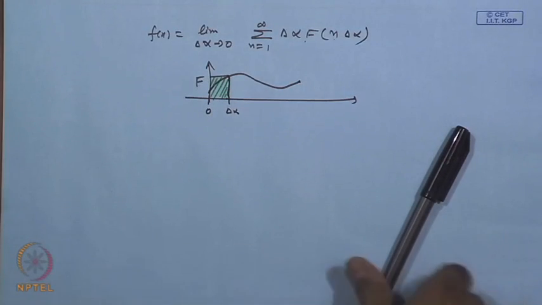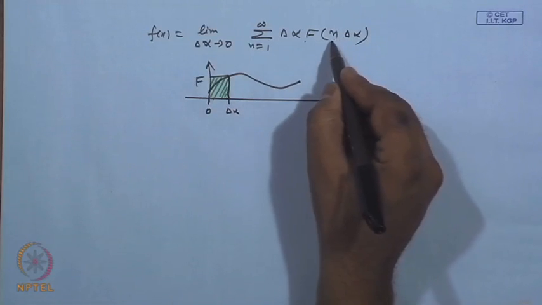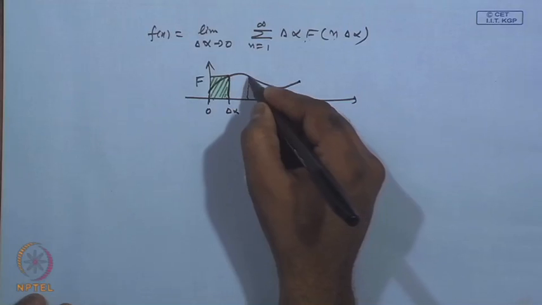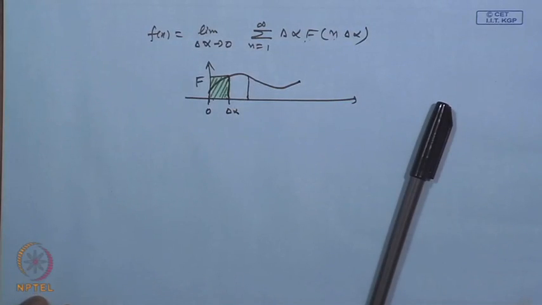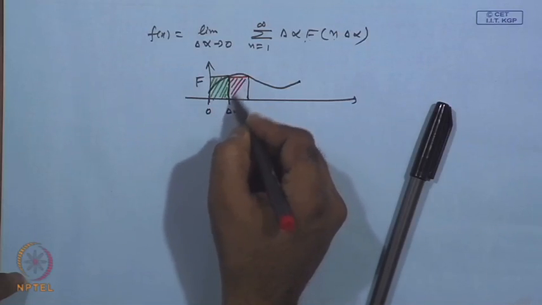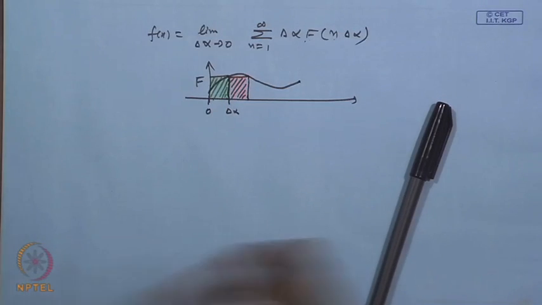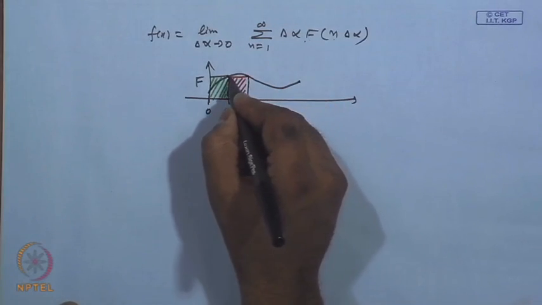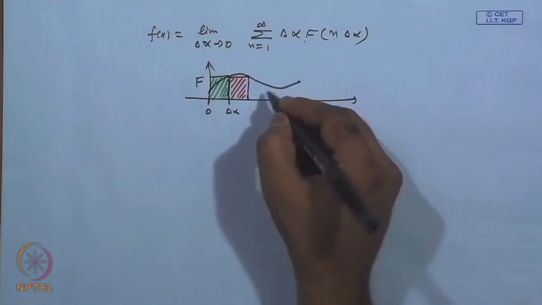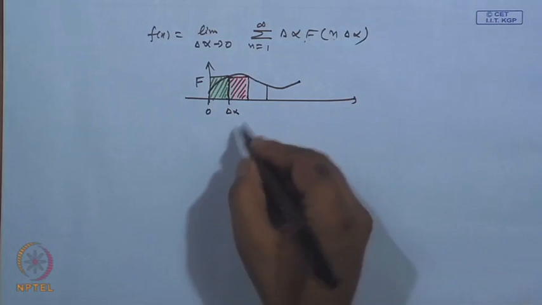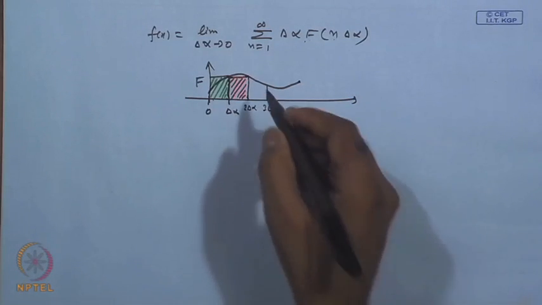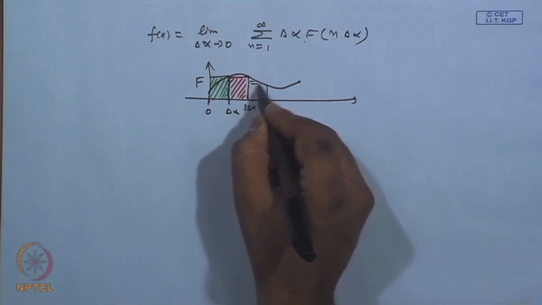this area, and then again n is 2. So, we are summing up with f of 2 delta alpha. So, we go again delta alpha, and we add now the area of this rectangle, and so on. So, for the 3 delta alpha, so here we have 2 delta alpha, we have 3 delta alpha, and this area.